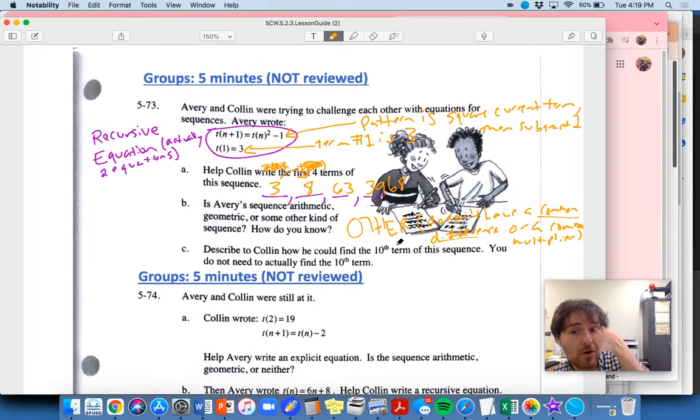And if you're wondering, is this actually quadratic because we're squaring something? No, it's actually not quadratic either. It doesn't follow a quadratic pattern. I explained that in class. You don't need to worry about it now.